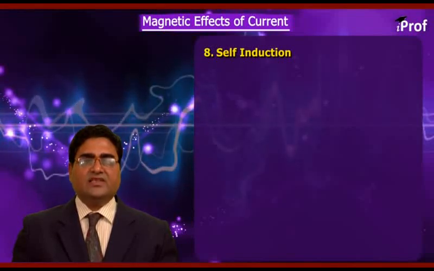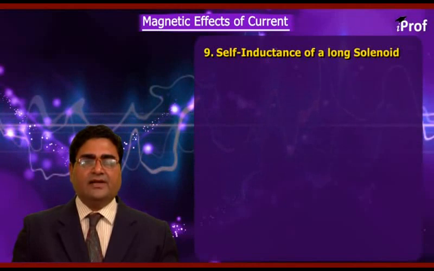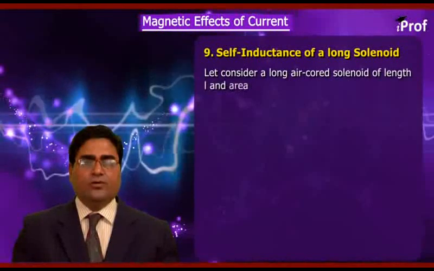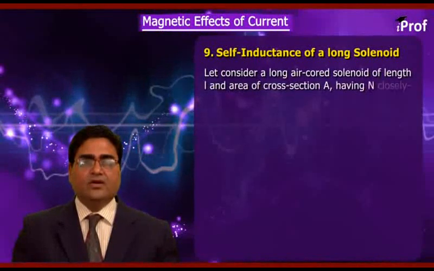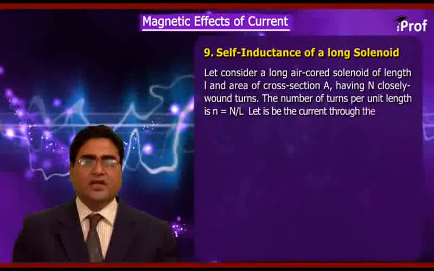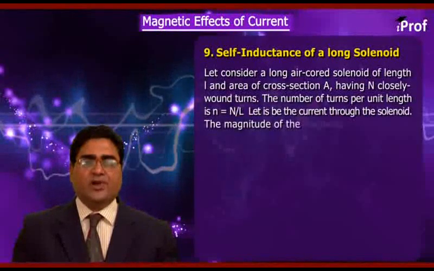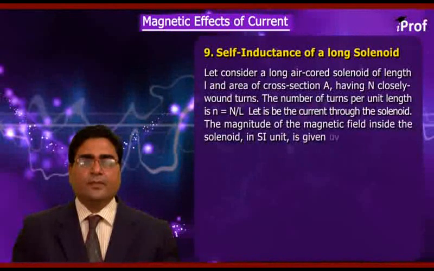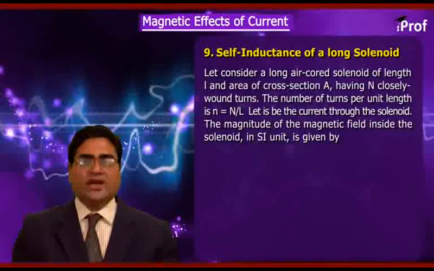Now let's see the self-inductance of a long solenoid. Let us consider a long air-cored solenoid of length L and area of cross-section A having N closely wound turns. The number of turns per unit length is small n equal to capital N upon L. Let I be the current through the solenoid.